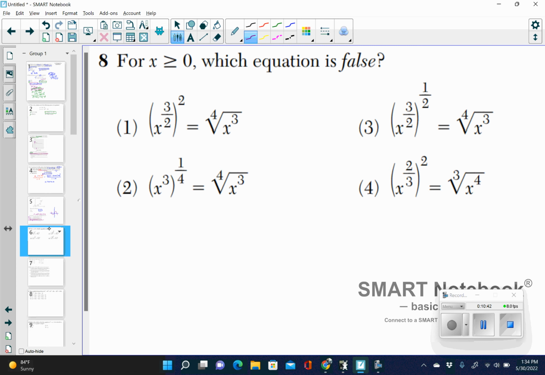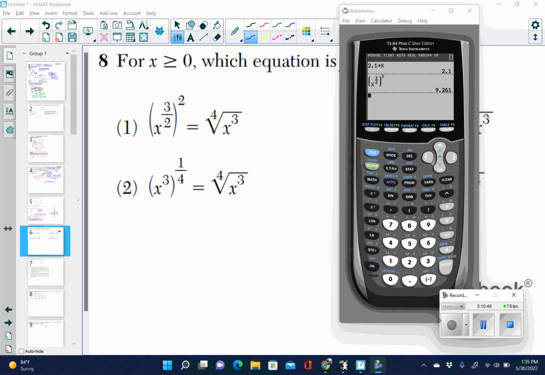Which equation is false? This also is something that I can plug into the calculator, so I'm just going to show you how to do that real quick. The first thing that I did is I stored 2.1 in for x. So all you do to do that is you hit 2.1. Why did I pick 2.1? I just wanted to do something random. I didn't want to use like 2. And then you hit store and you put it in for x.